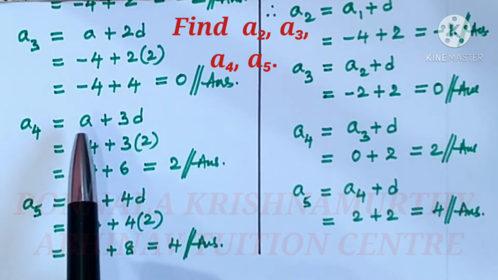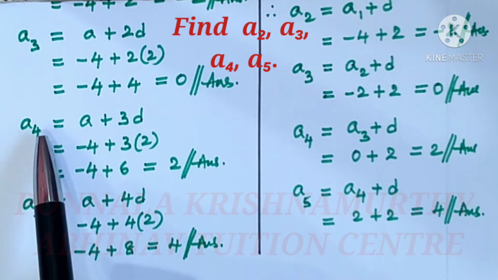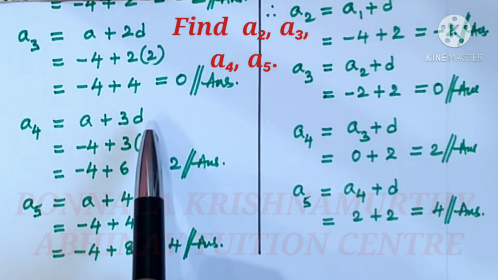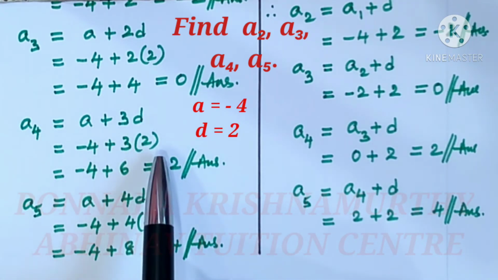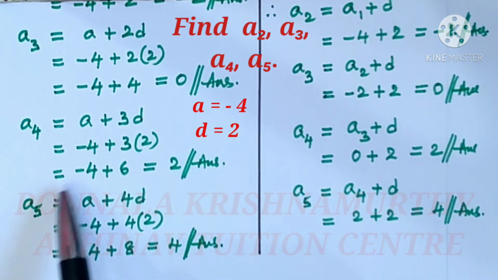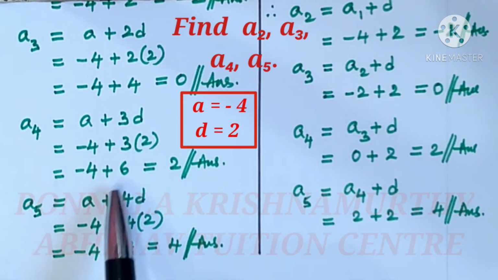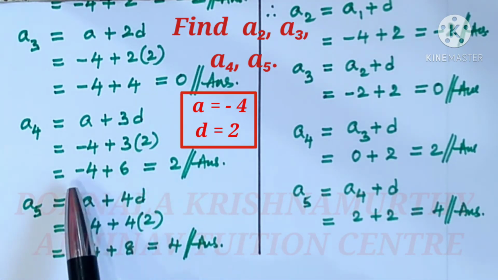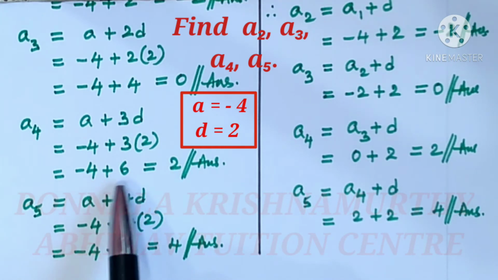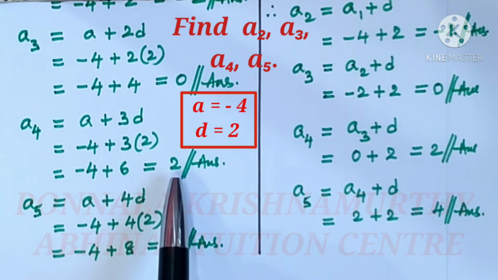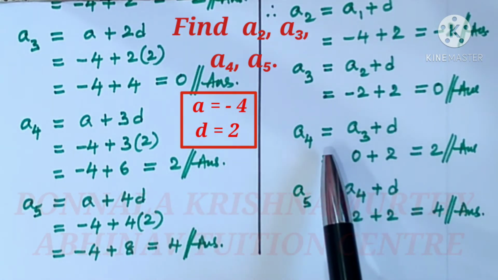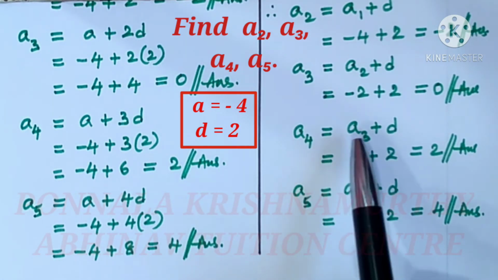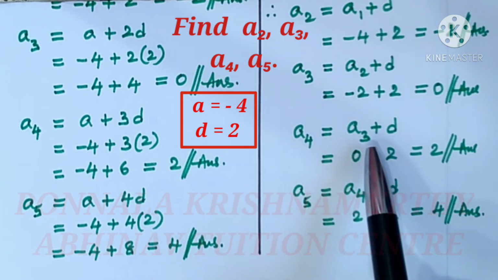a4 is equal to a plus 4 minus 1 into d, that is 3d. a is minus 4 plus 3 into d, which is 2. Then this is equal to minus 4 plus 3 2s are 6. Different sign, subtraction, bigger number sign. 6 minus 4 is 2. a4 equal to 2, answer. In this method, a4 is equal to a4 minus 1, that is 3. That means a3 plus d.